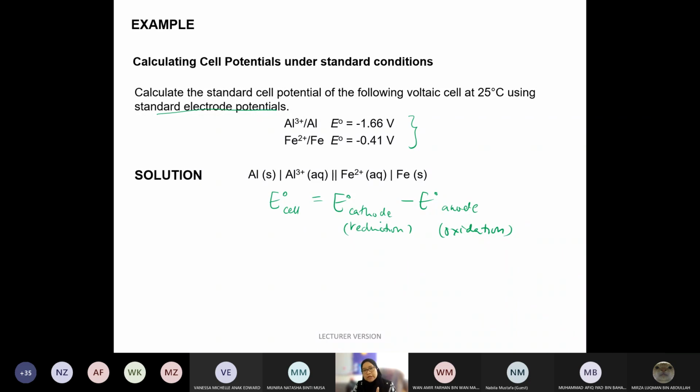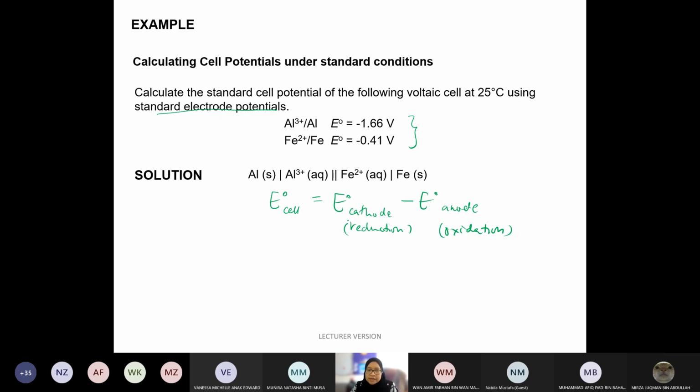There's one formula, lagi satu, tapi we have already removed it from our syllabus. Sebab kadang-kadang student ni confused lah. Because that one, the other formula, you have to change. If it undergoes oxidation, the value is negative, you have to change into positive. So that one has been removed from the syllabus. We are just going to be based on the value from the SRP table in the form of reduction.